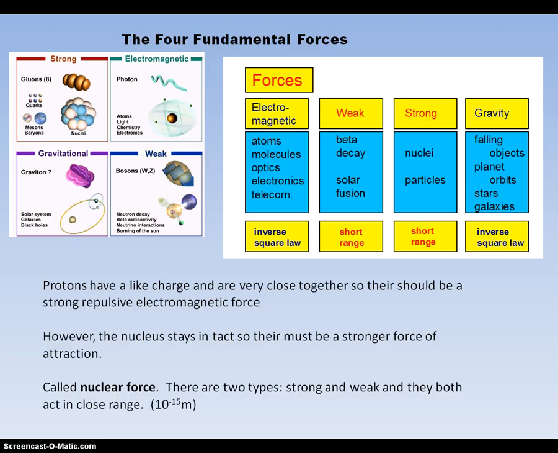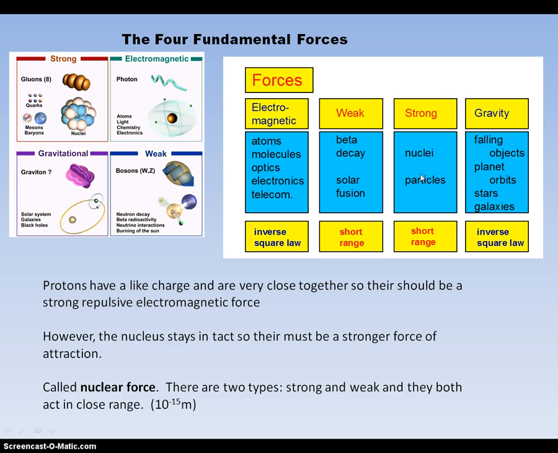And remember, both of those forces look very similar. Their equations are inverse square laws. So the closer the two objects are together, the stronger the force becomes. The other two forces are the weak and the strong force, and these really have to do with the nucleus and the stability of the nucleus. The strong force is the force that holds the nucleus together.